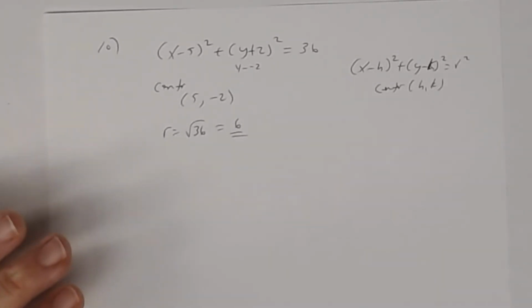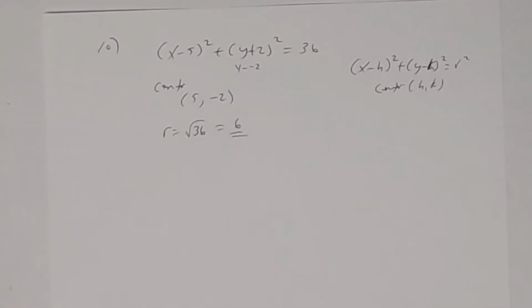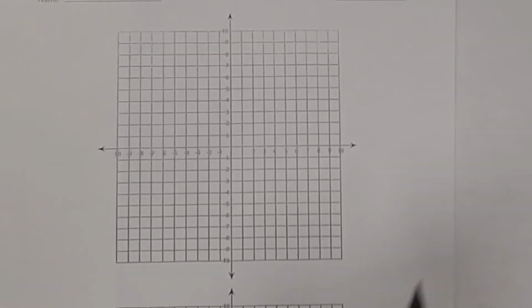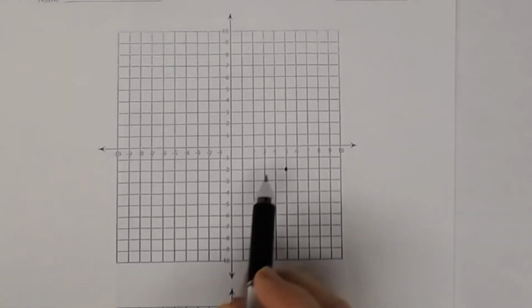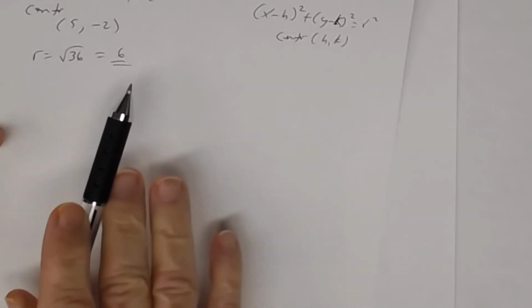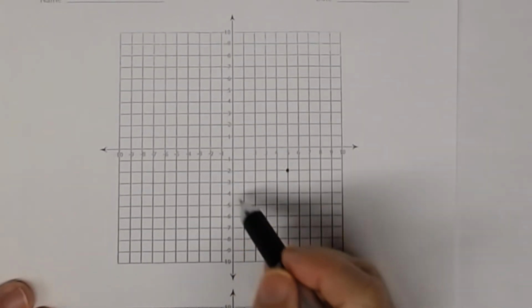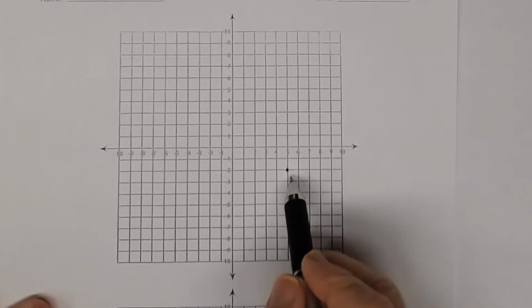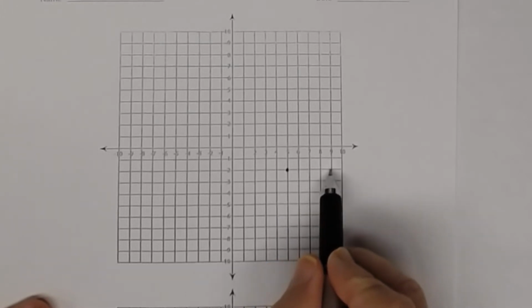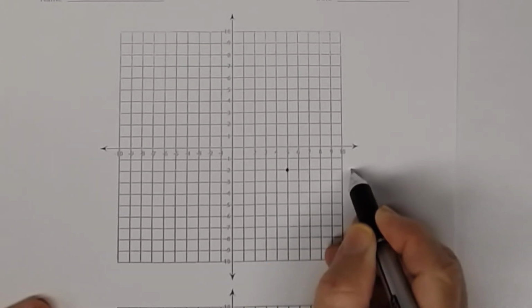All right. Now we're going to use that information to graph the circle. So let's go ahead and look at a coordinate plane. Okay, so let's see. The center is (5, −2). So (5, −2) is right here. There's the center. And then I'm going to use the fact that the radius is 6 to draw a circle that should look more like a circle. So we're going to go 6 units to the right. 1, 2, 3, 4, 5, 6 right here.